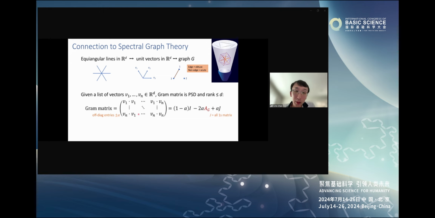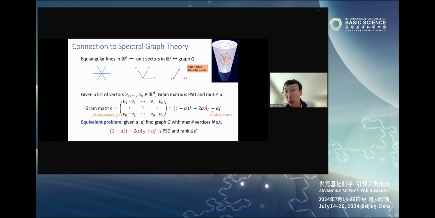This is a Gram matrix, right? It's the pairwise inner products of these vectors. These are unit vectors, so it has ones along the diagonal. And because of the equiangular nature, the off-diagonal entries are all plus or minus alpha. Right? So it has a combinatorial structure, and which entries are plus alphas and which are minus alphas is completely encoded by this graph here. So we can rewrite this matrix in this form in terms of the adjacency matrix of the graph.